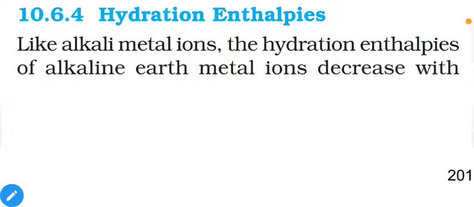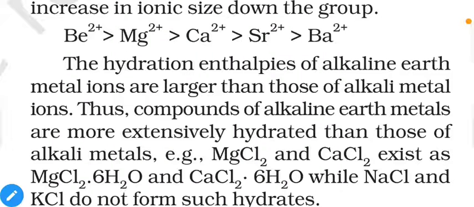Next is hydration enthalpy. Like alkali metal ions, the hydration enthalpies of alkaline earth metal ions decrease with increase in ionic size. So Be2+ has a higher value than Mg2+. Mg2+ is higher than Ca2+. It is higher than Sr2+. It is higher than Ba2+.